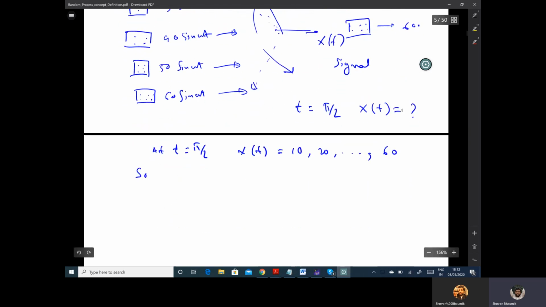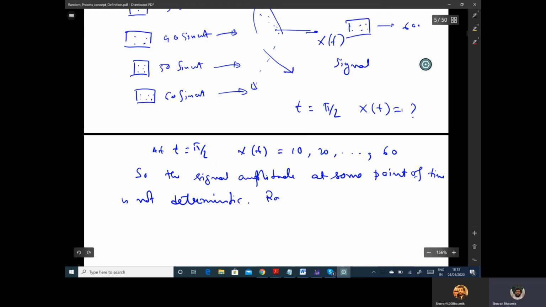So the output, or rather we can say the signal amplitude at some point of time, is not deterministic. Rather, it depends on chance.